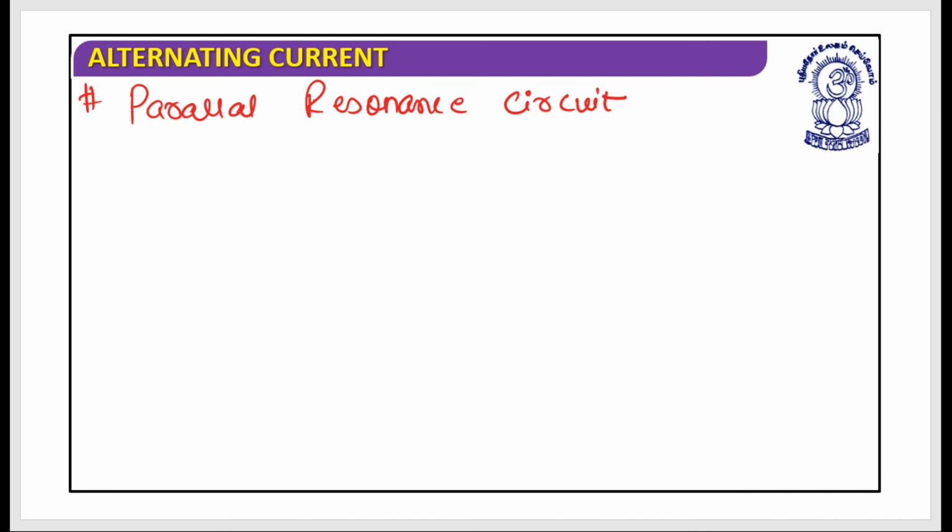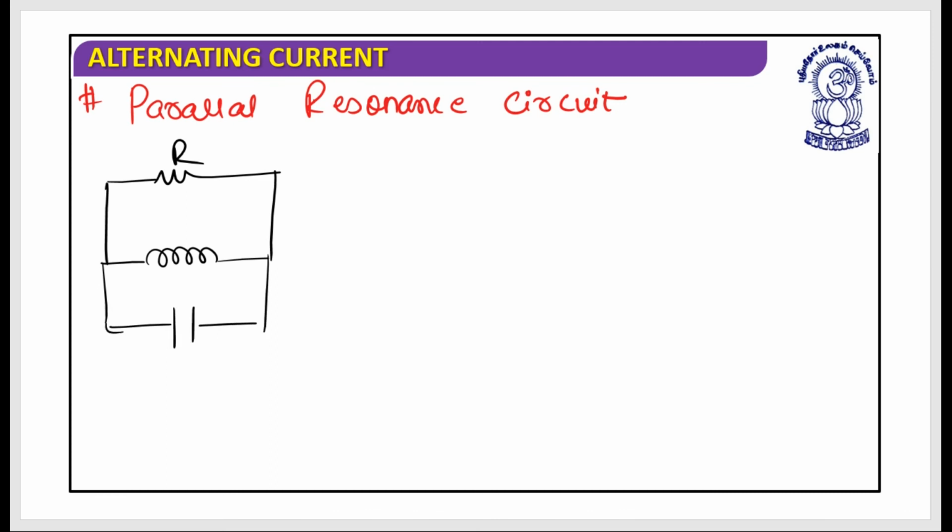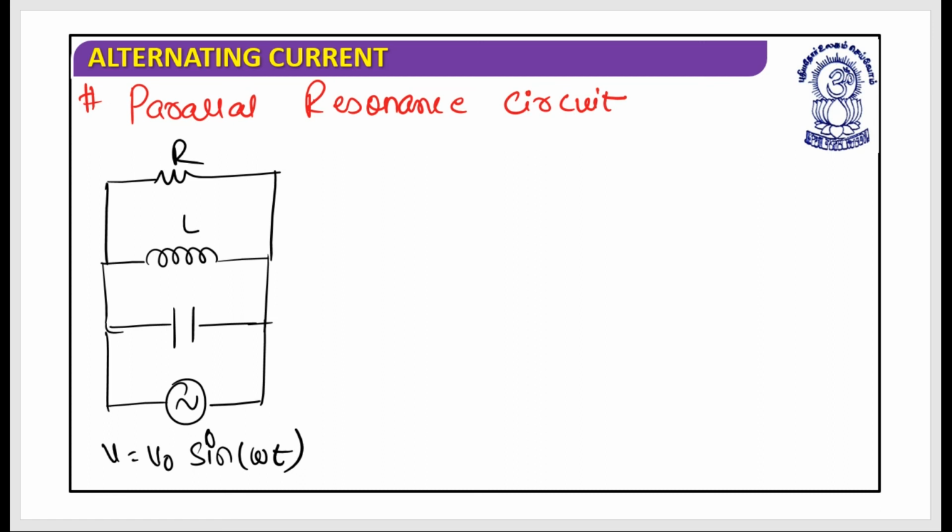Let's suppose we have this kind of circuit: this is a resistance, this is an inductor, this is a capacitor, and they have all been connected to the AC supply, but this time they are in parallel. Let's suppose V equals V naught sine omega t. This is inductance L, this is capacitance C. Let's call this current IR, this current IL, and this current IC. I hope this is clear. So this is IR, this is IL, and this is IC.